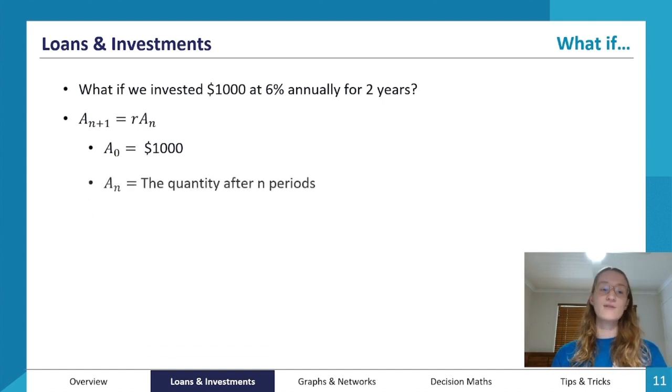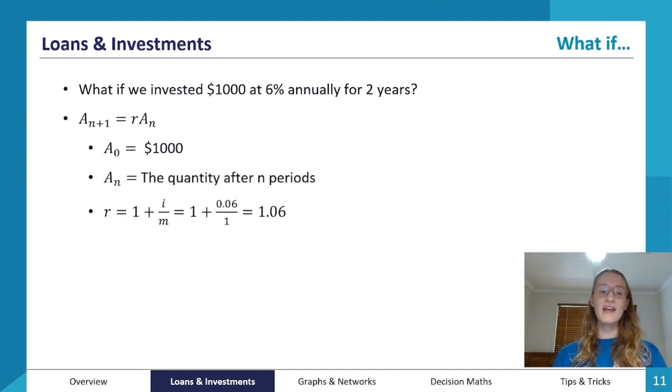Our starting point is still $1,000. We still don't know AN. The goal is still to find out how much money we'll have after 2 years. But here R is a little bit different. Our decimal rate of interest is 0.06 instead of 0.05, because now we've got 6% per annum instead of 5% per annum. So the money that we have in that compound interest loan or investment is growing by 6% every year rather than 5%. So it's going to be growing more each year. And when we get our answer, that'll illustrate that.